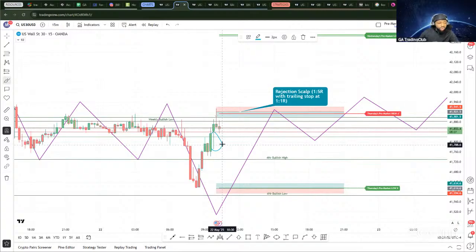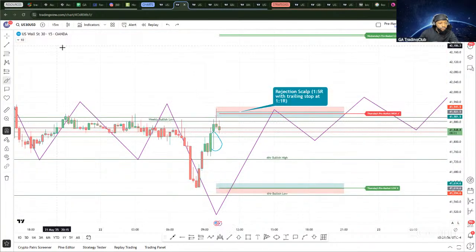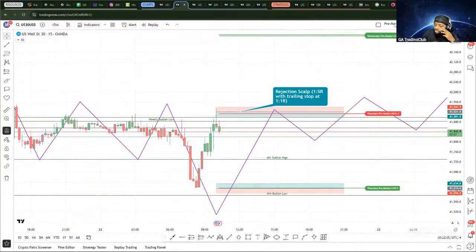Because honestly, I don't think we are going to. I think we're just going to stay in consolidation maybe until the afternoon. And what day is it?